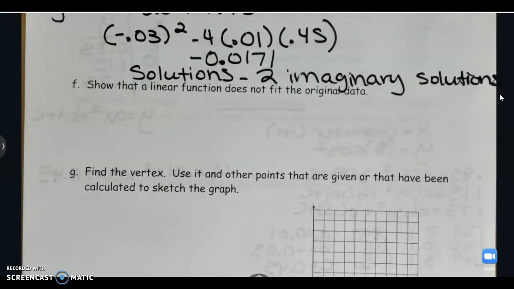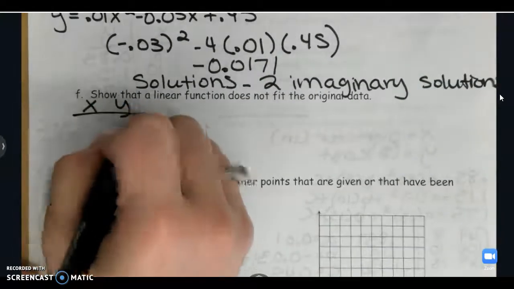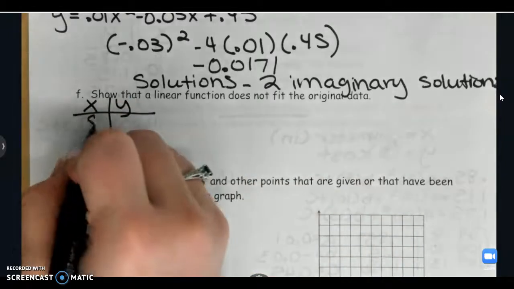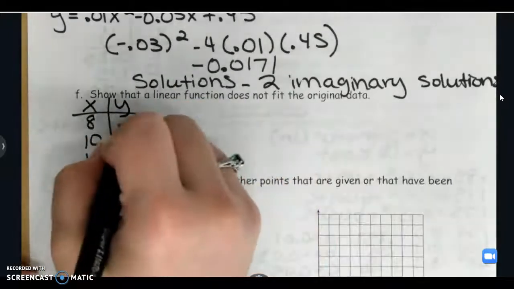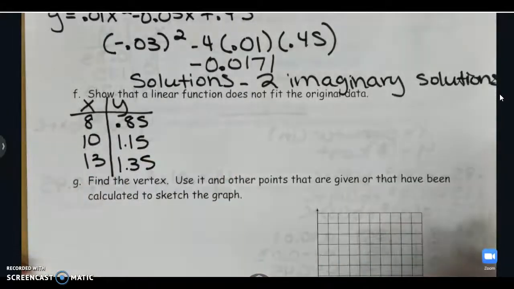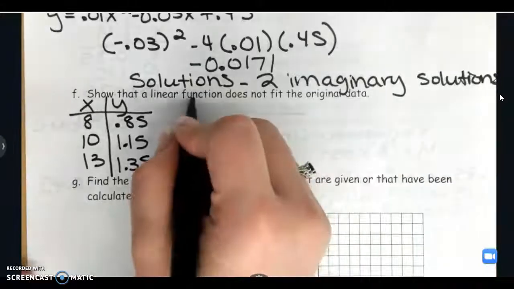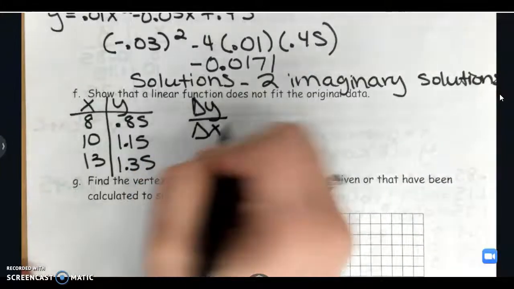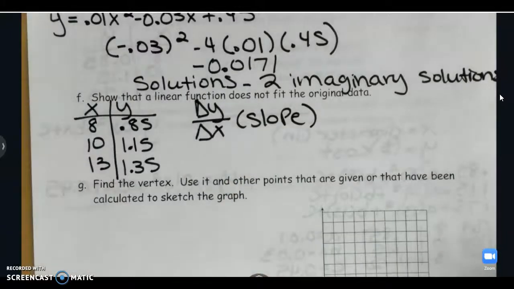So now we're showing that a linear function does not fit the data. Now remember, linear means it's a line. It has a constant slope throughout. So let's look at our x and y's again for our base costs. Our 8, 10, and 13-inch pizzas were 85 cents, $1.15, and $1.35. So in order for this to be represented by a linear function, our change in y over change in x, or our slope, would need to be the same across each interval.